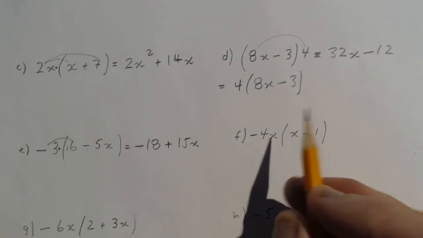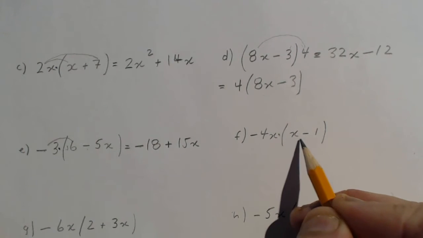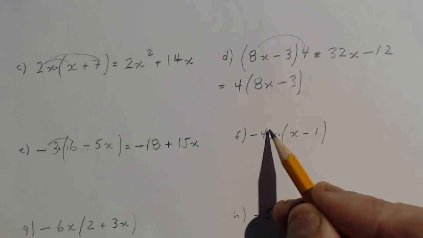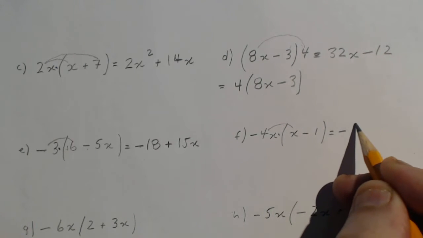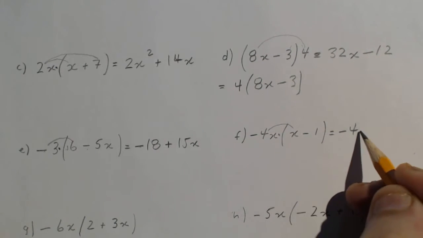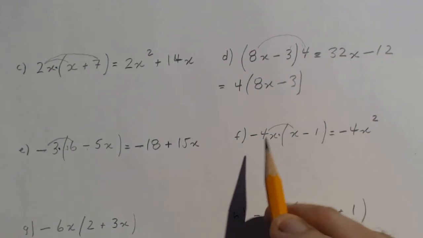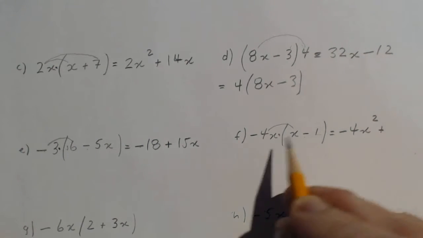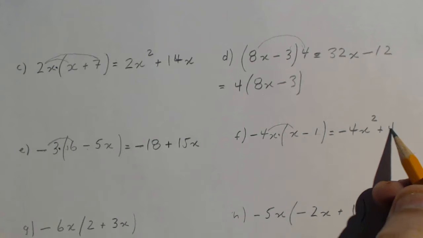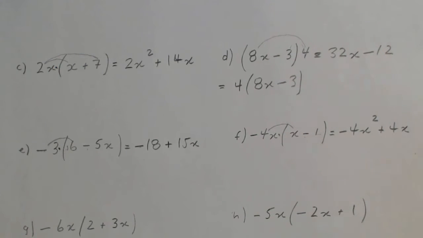Here we have minus 4x outside of x minus 1. So minus 4x times x, we get minus 4, and of course x times x gives x squared. Now we have minus 4x times minus 1. Now negative times a negative, you know, gives a positive. 4 times 1 is 4, and we have the x there, so plus 4x.